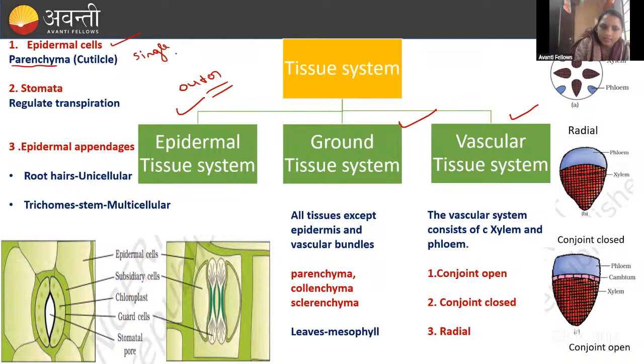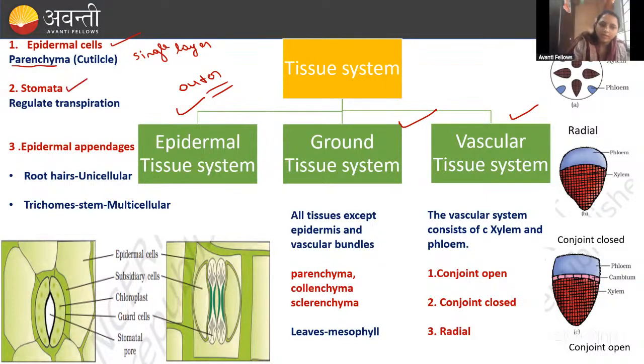It will be a single layer, and it consists of parenchyma. Mainly the epidermis consists of parenchyma only. Remember, we studied the permanent tissue, right? Epidermal tissue mainly consists of parenchyma. In the leaf, we can see the cuticle. The cuticle helps in regulating the transpiration.